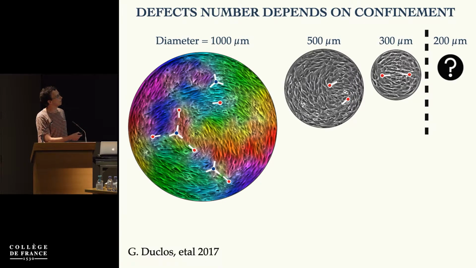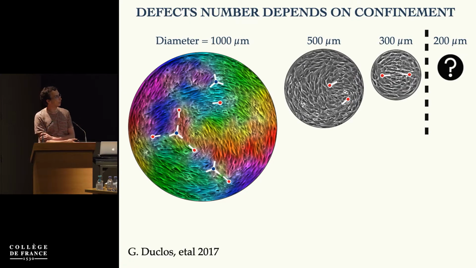This is the +1/2 and the -1/2. But as you decrease the confinement, you gain order from left to right. And this is represented by two facts. The first one is that the number of defects decreases. The second is that their spatial organization also becomes more ordered.